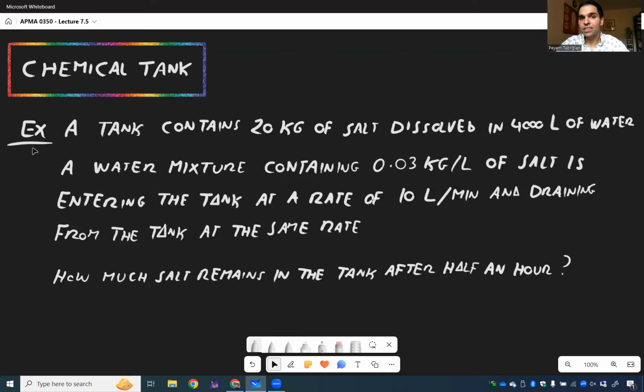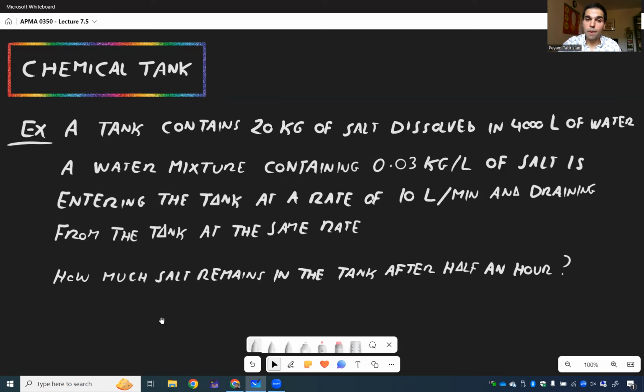A tank contains 20 kilograms of salt dissolved in 4,000 liters of water, and then a water mixture containing 0.03 kilograms per liter of salt is entering the tank at the rate of 10 liters per minute and draining from the tank at the same rate. The question is, how much salt remains in the tank after half an hour?